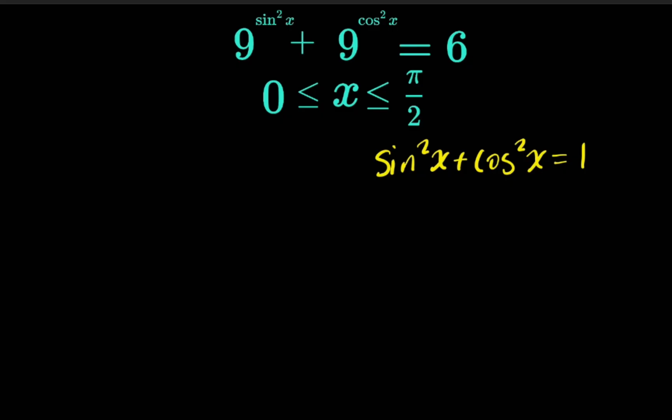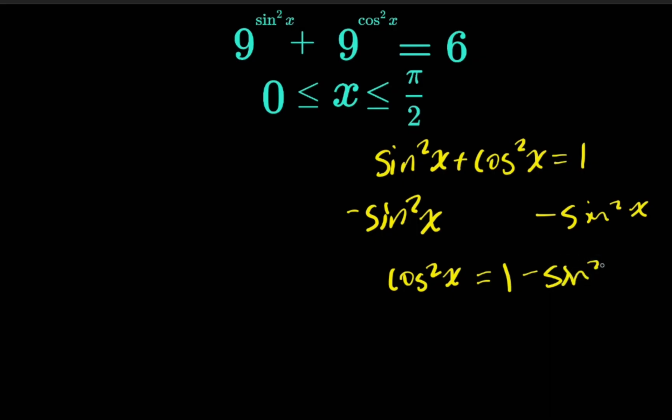First, let's use the trig identity of sine squared x plus cos squared x equals 1. Using the identity, we can isolate cos squared x by itself by subtracting both sides by sine squared x. The end result is cos squared x equals 1 minus sine squared x.